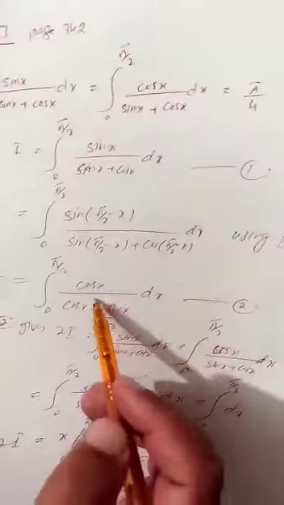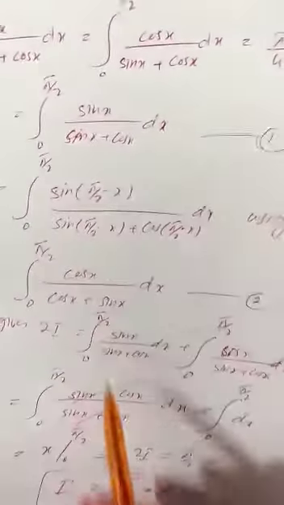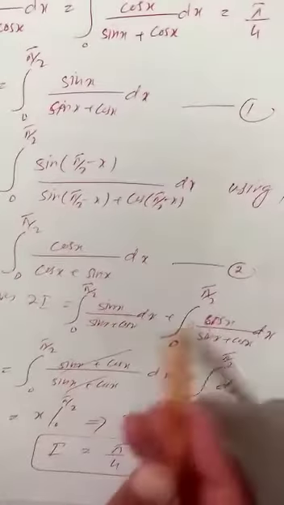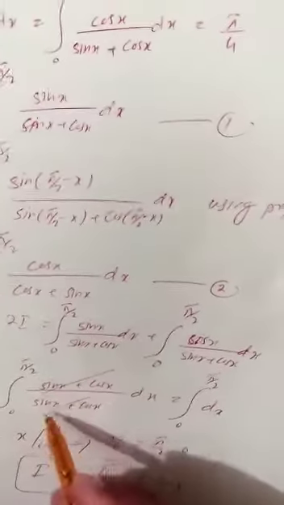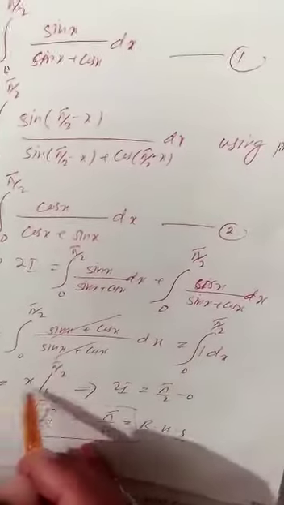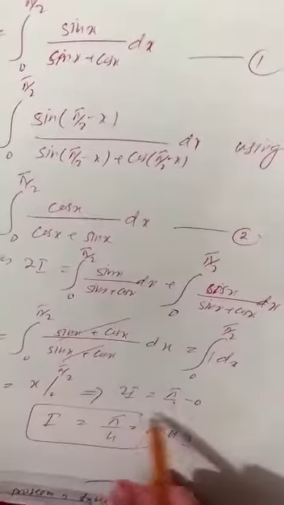Again adding 1 and 2, we get 2I, and adding these two integrals, since the denominators of both integrals are the same, taking LCM and adding the numerators, both are the same, cancelling, we get the integral from 0 to pi by 2 of 1 dx. Integrating this, x from 0 to pi by 2, which gives 2I is equal to pi by 2 minus 0, dividing by 2, we get the required answer.